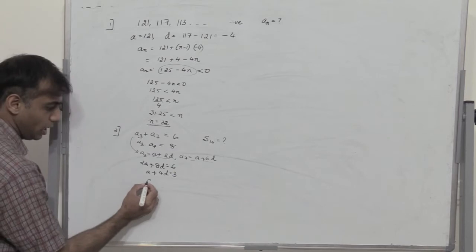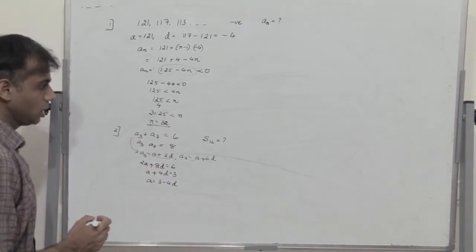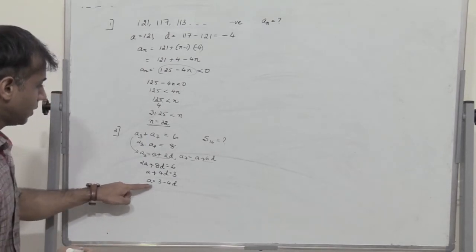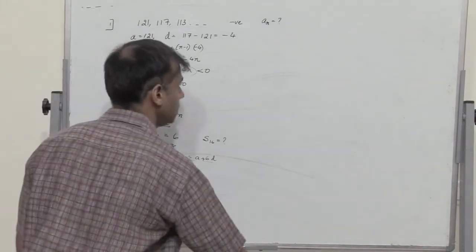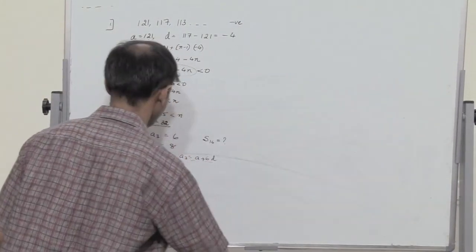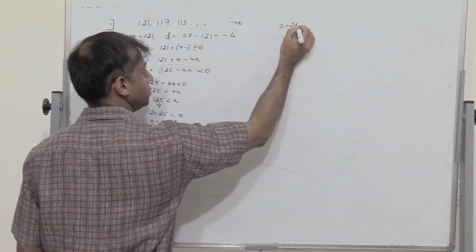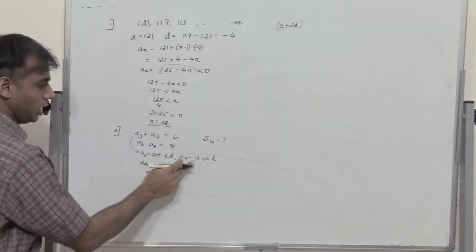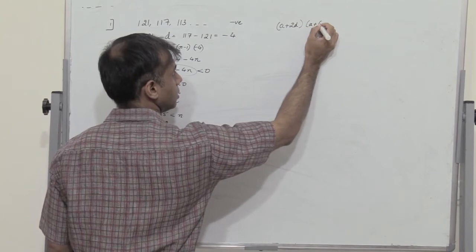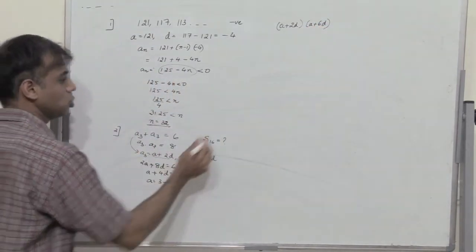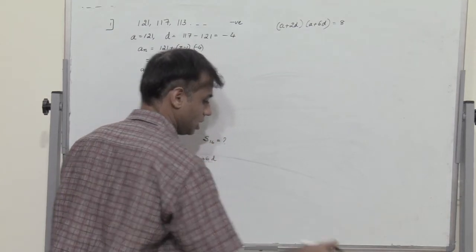So now what is a? A is 3 minus 4d. Okay, so now let me substitute the value of a in a3 into a7. So what is a3 into a7? a3 is a plus 2d, and then we have a7 is a plus 6d, and when I multiply these two I get the value as 8. So the value is equal to 8.